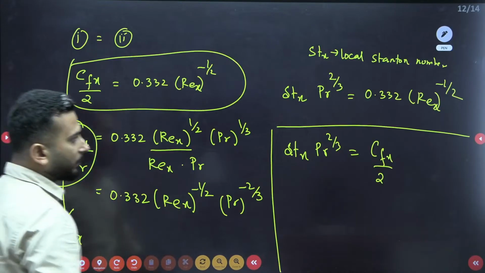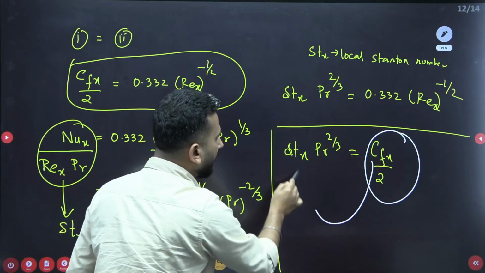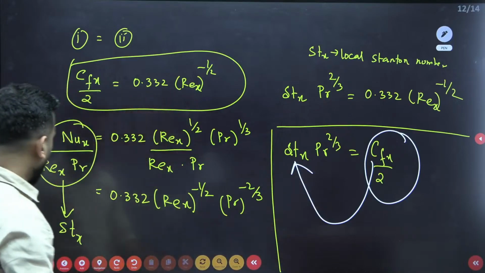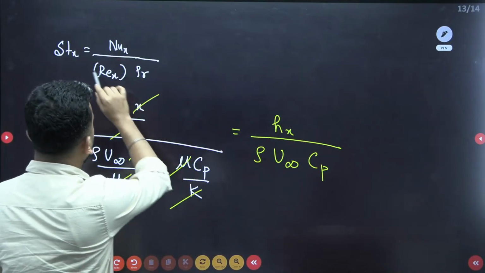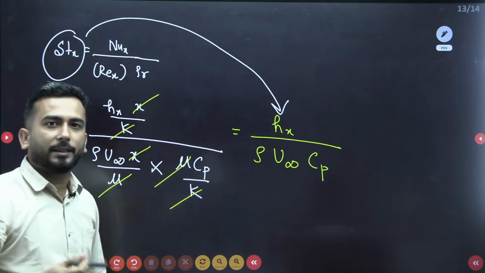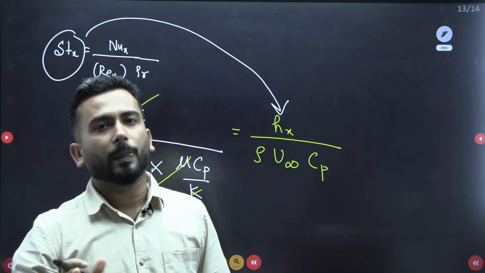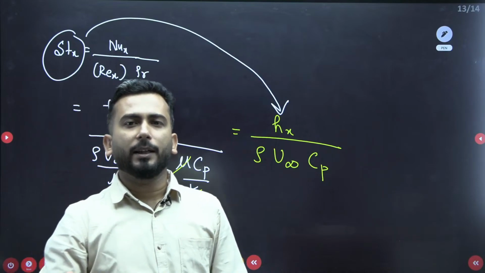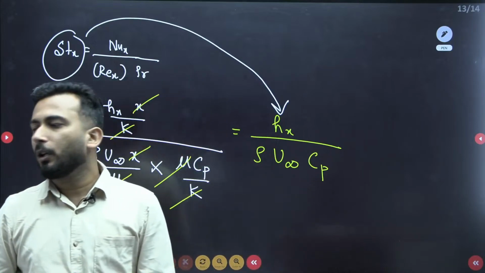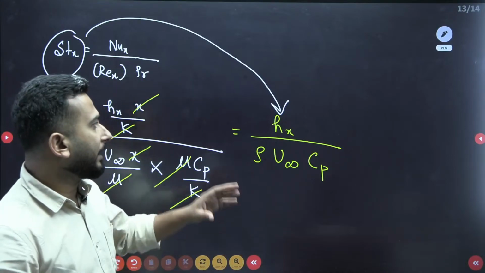So once you know Cf_x, the skin friction coefficient, and Prandtl number for a fluid you already know, you will be able to know the local Stanton number. Once you know the local Stanton number, you will very easily get h_x, the heat transfer coefficient, and with the temperature difference you can tell the heat transfer. So this is your Reynolds-Colburn analogy, and this is the connecting link.